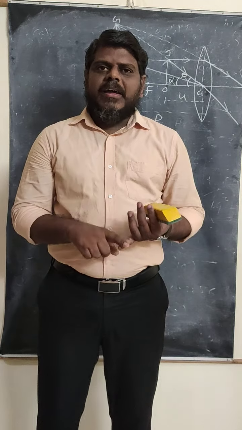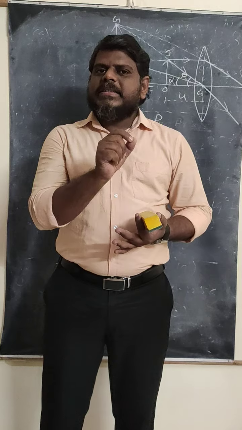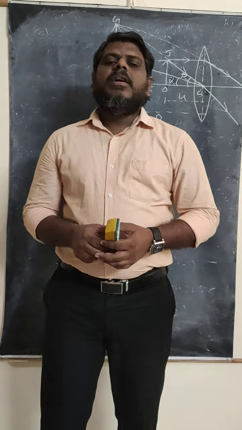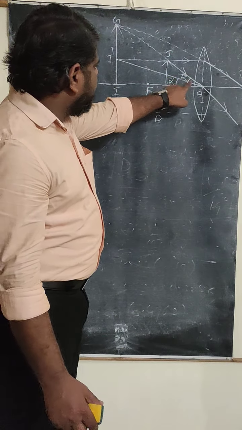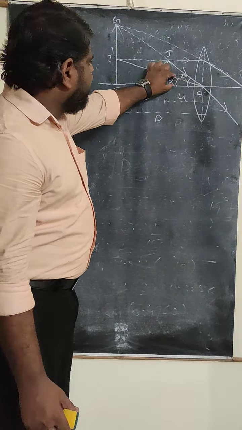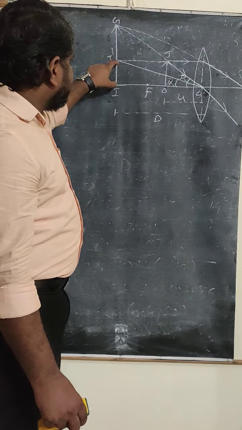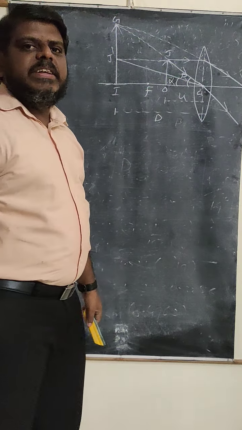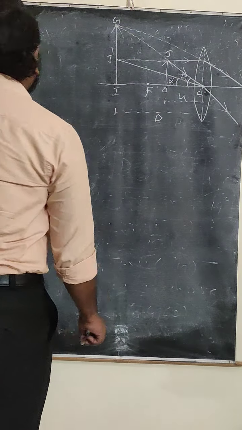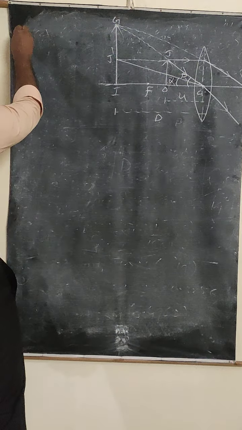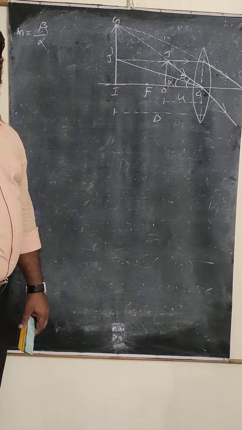Once again, the ratio of the angle made by the image to the angle made by the object when both are placed at the least distance of distinct vision will be called the magnification of simple microscope. Here beta represents the angle made by the image, alpha represents the angle made by the object, and the object and the image are both taken at the least distance of distinct vision. That's why this is a simple microscope. Now let us write down the formula here. In simple microscope, magnification m is equal to beta by alpha.